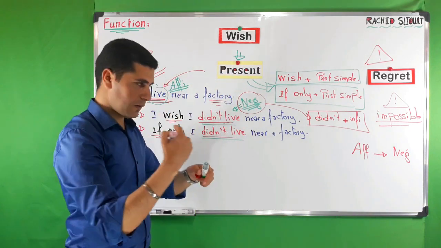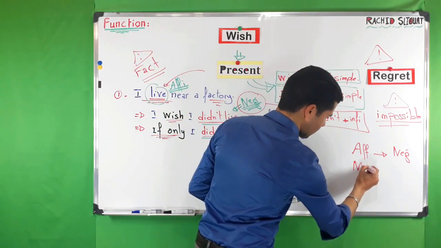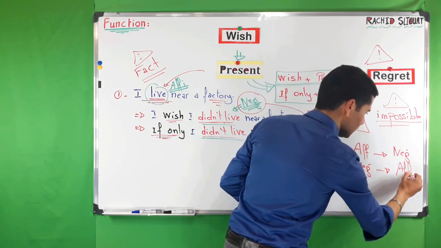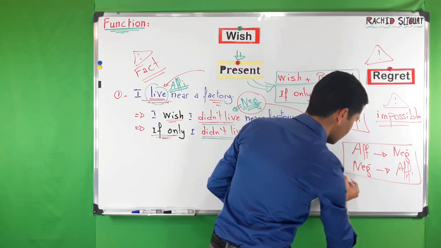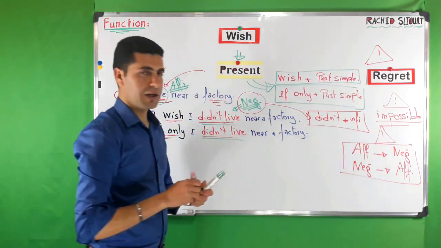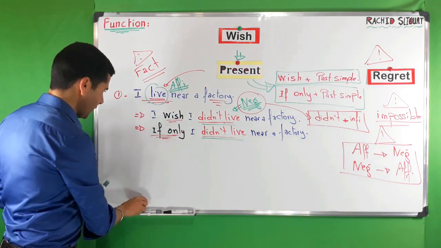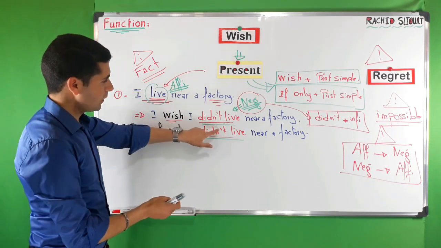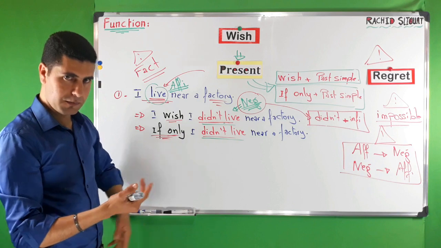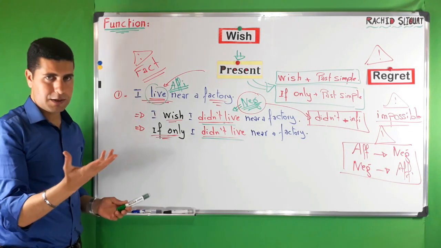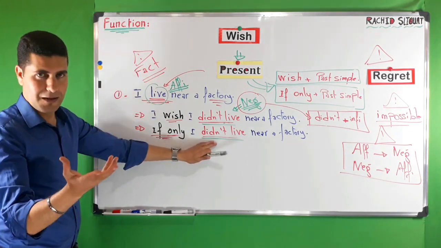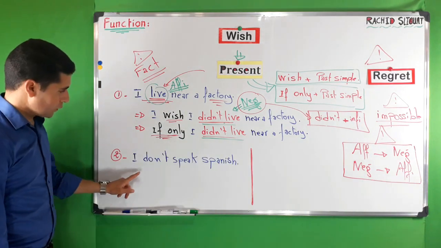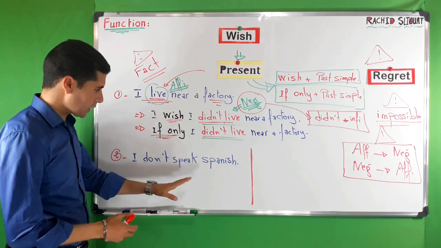Now, if the fact is negative, in the wish it becomes affirmative, okay? So this is also very essential to remember. Just like here, for example, this one is affirmative. In the wish, it becomes negative, as you can see here. If this one is negative, here it becomes affirmative. Now, let's take example number two. I don't speak Spanish, okay?